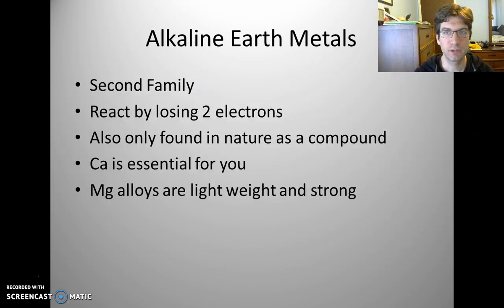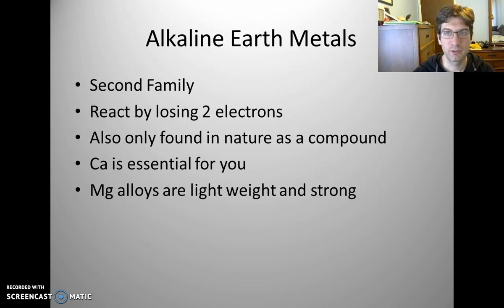Our second family, so moving on with our periodic table, our second family is the alkaline earth metals. These are going to react by losing 2 electrons, which is also pretty easy to do. But again, it is easier to lose 1 than it is 2. So these are slightly less reactive due to that fact.